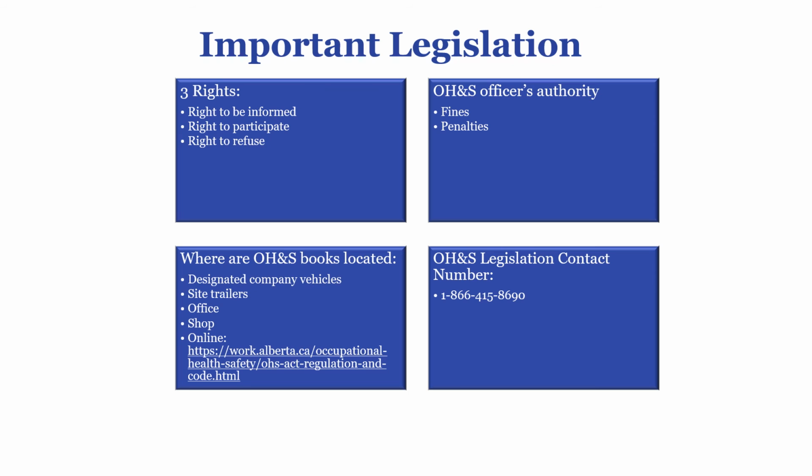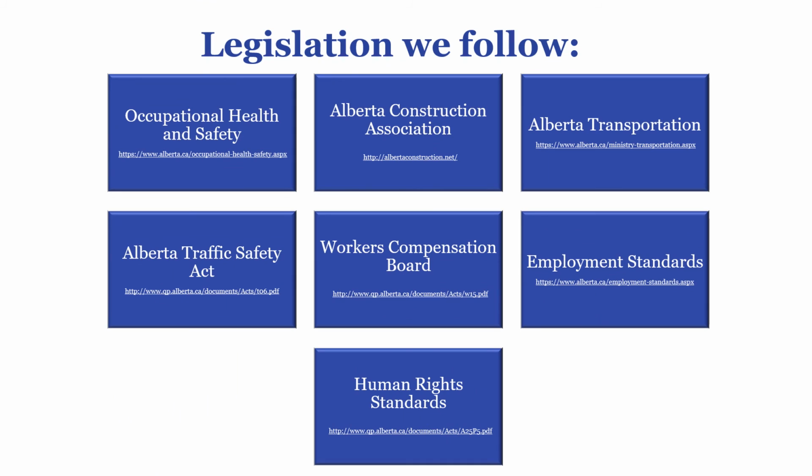If you would like access to the current Occupational Health and Safety Act, regulation, or code, you will find a blue handbook in the designated company vehicles, site trailers, the office, and the shop. Or you can also go online to the Alberta Government website to see the Occupational Health and Safety Act. If you require clarification or have any questions relating to OH&S legislation, please feel free to contact them at 1-866-415-8690.